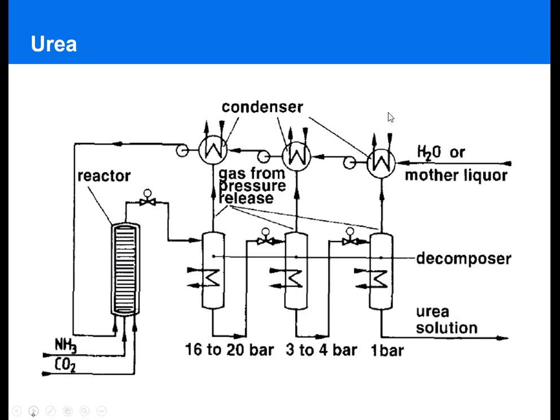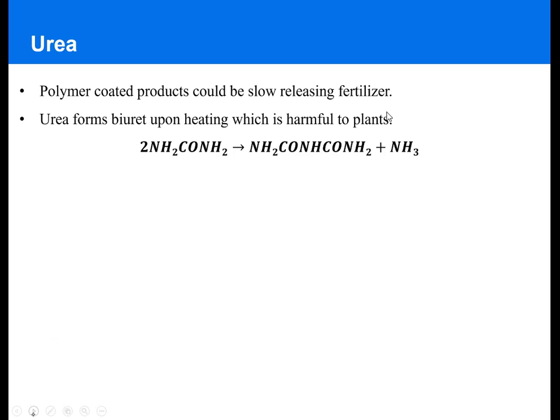This is a flow chart describing the process, which starts by mixing ammonia with carbon dioxide into a reactor to make ammonium carbamate that can then be pumped into a series of steps to decompose to ammonia and water. Some modifications can be done to the urea fertilizer to slow down the release of the fertilizer into the soil to make it last longer, and that includes the coating of the product with polymers.